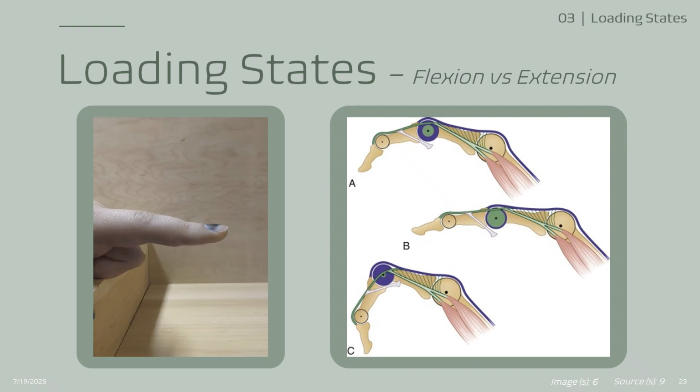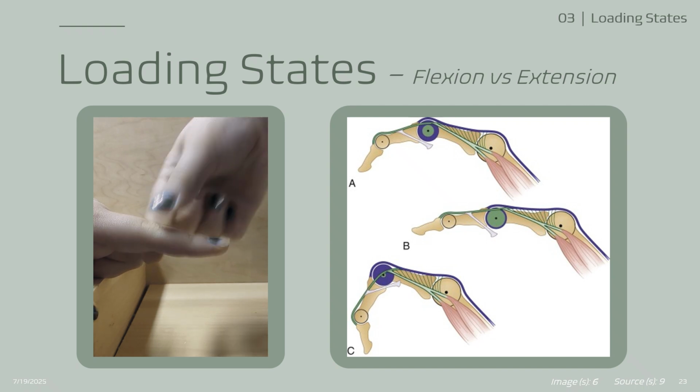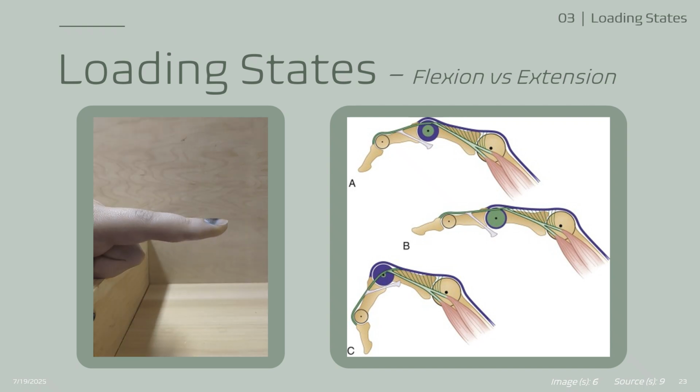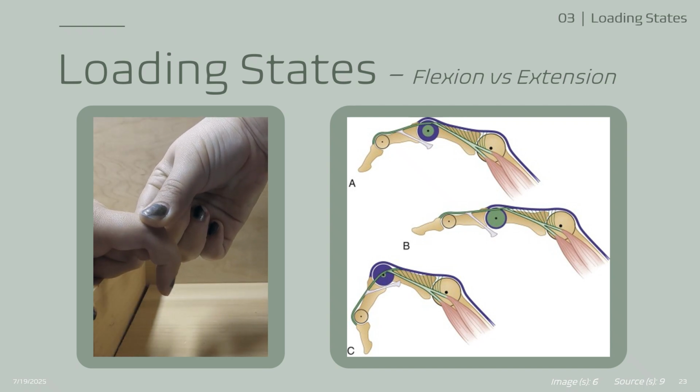Now, looking at A, this is a finger in a resting position, which is a partial flexion. Our moment arm is balanced between the central slip and the lateral bands. There's partial extension of the DIP joint.